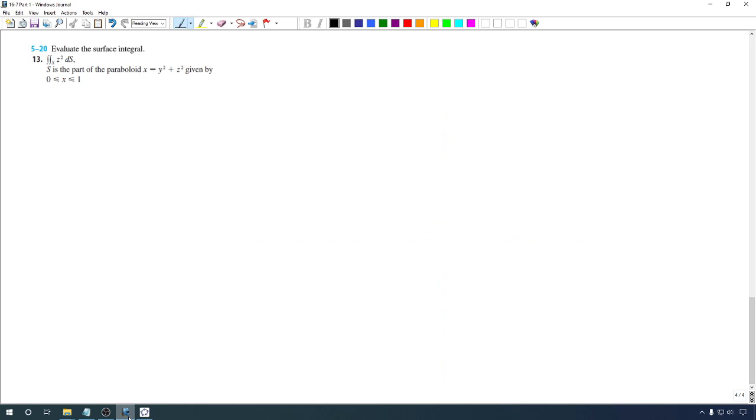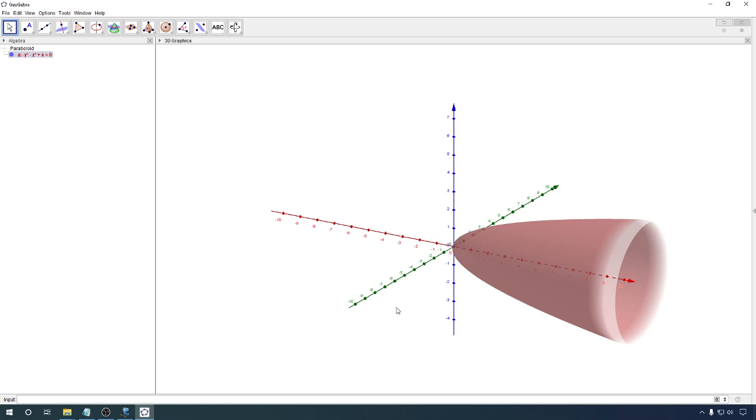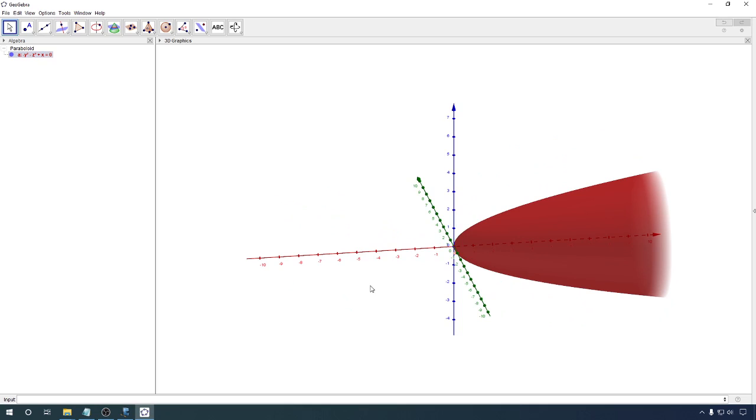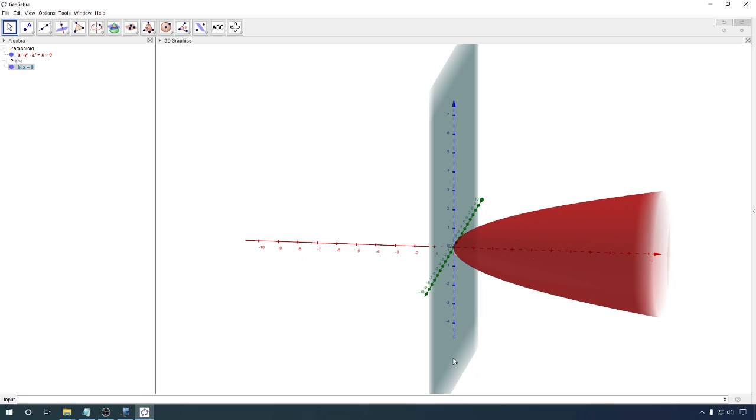Moving on to problem 13. This time we're again integrating something not too complicated. We're just integrating z squared over the surface x equals y squared plus z squared, where we're specifically saying that x is between 0 and 1. So if we go ahead and plot that, x equals y squared plus z squared. As I said, that's a paraboloid. We're only looking from x equals 0 to x equals, well, I could put in x equals 0. That's just, obviously, the paraboloid doesn't even go past that anyways.